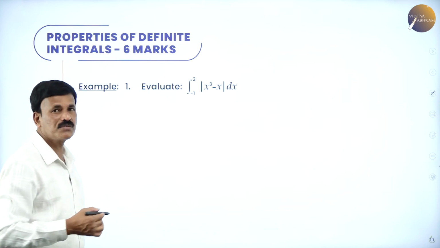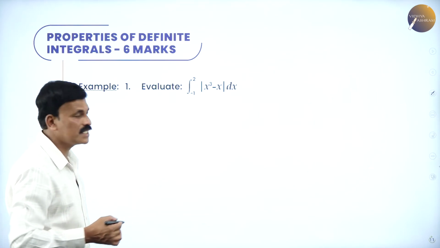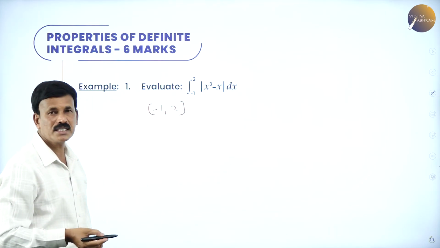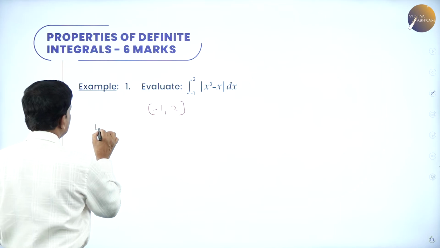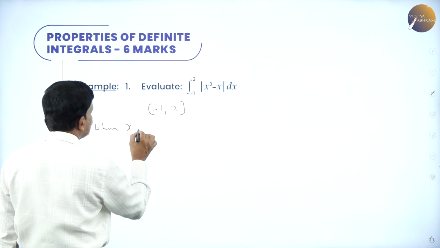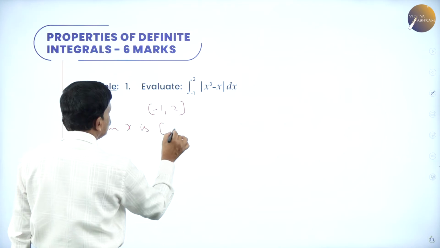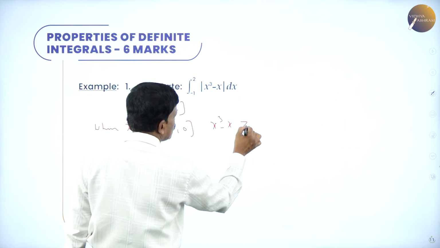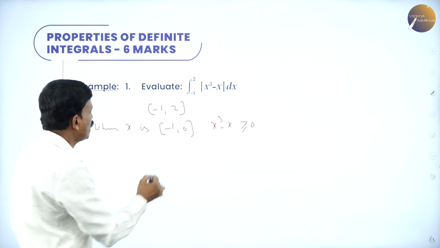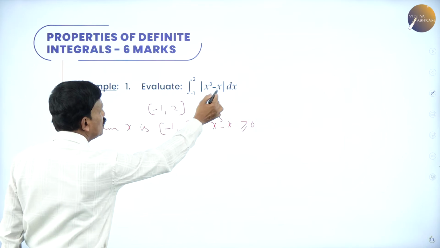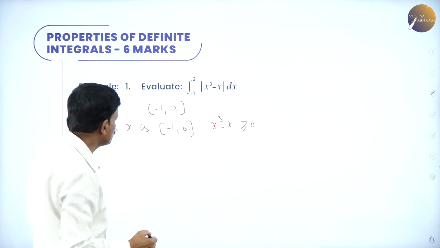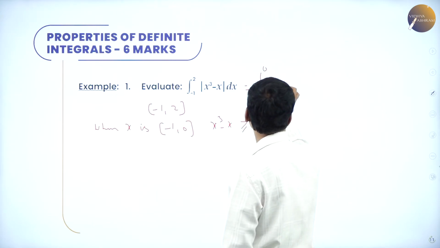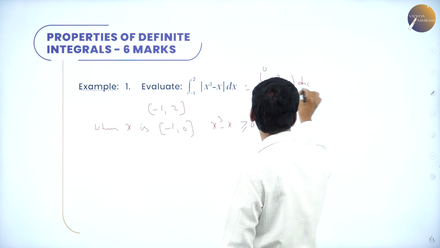Now, evaluate the integral from minus 1 to 2 of x cube minus x dx. What is the interval given here? The interval is the closed interval minus 1 comma 2. Let us split this interval. So, when x is in minus 1 comma 0, x cube minus x is greater than or equal to 0. So, in the interval minus 1 to 0, x cube minus x is greater than or equal to 0. This can be written as minus 1 to 0 x cube minus x into dx.